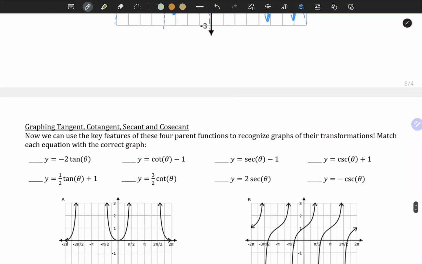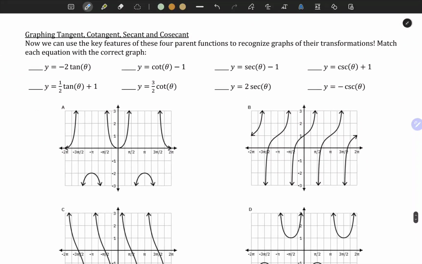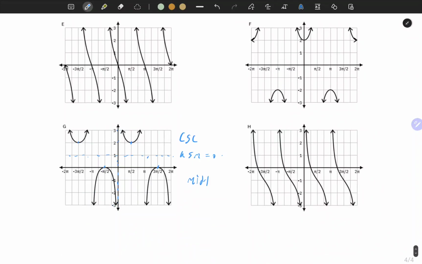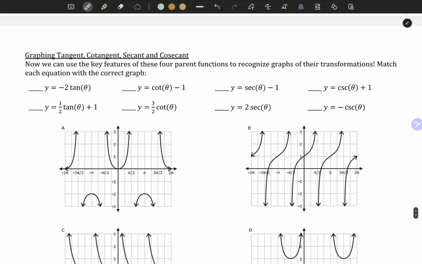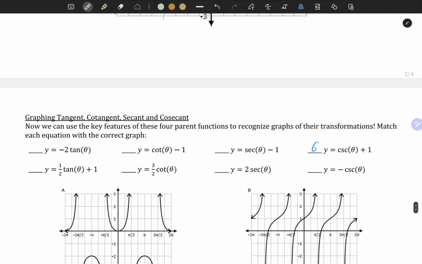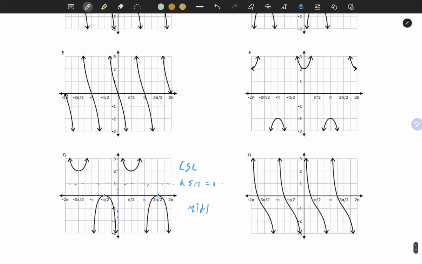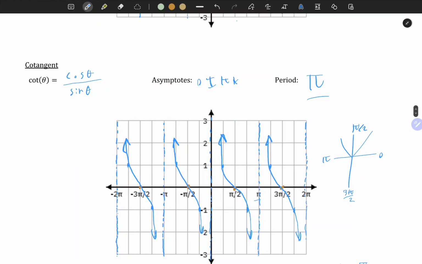Alright, let's check our answer here. So I said cosecant midline of 1. This is B. Wait, 1, not B, no, G. Alright, let's do G. This looks to be a cotangent graph because there's an asymptote at 0. Let's check. Indeed, I was right. Since there is an asymptote at 0, it is a cotangent.